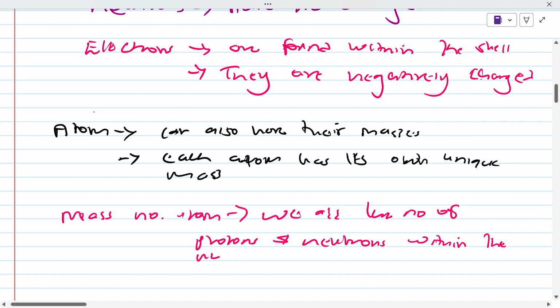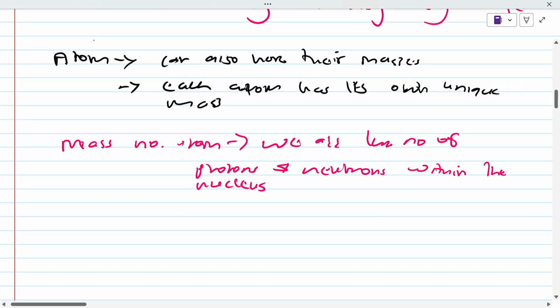Within the nucleus. For example, you might go to the periodic table, and most of the time you may get worried about a certain given element in the periodic table.